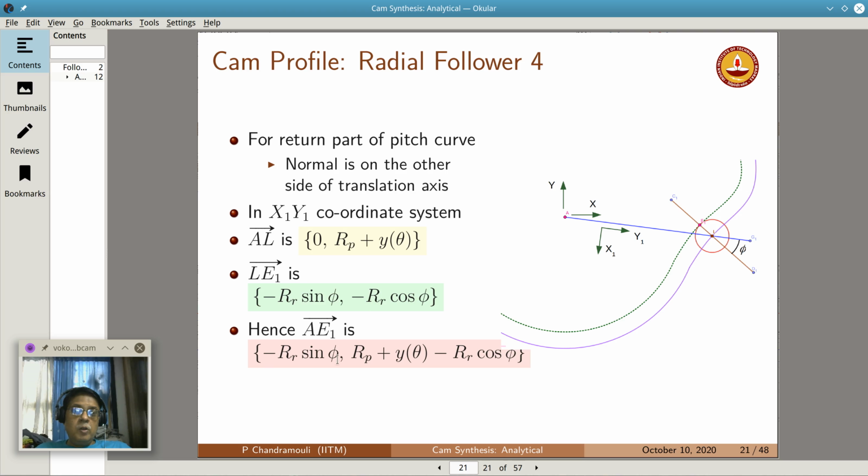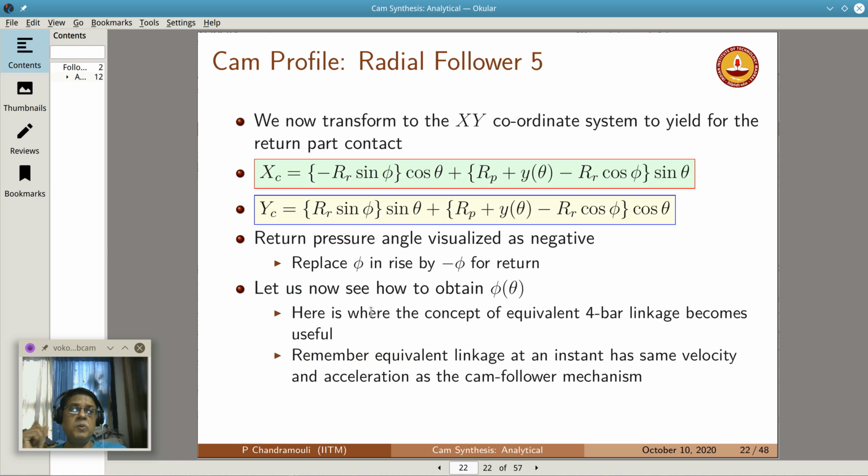the final local coordinates, you can see a small r, earlier it was plus r sine phi minus r cosine phi for the rise part of it. Here it becomes a minus r sine phi minus r cosine phi for the return part of it. So one could simply say that phi is replaced by minus phi if you want to think about it in that fashion. And therefore the xy coordinate system for the return part will have an expression like this.